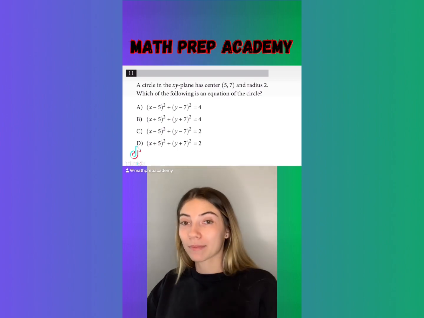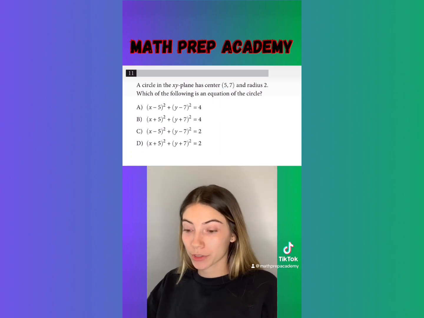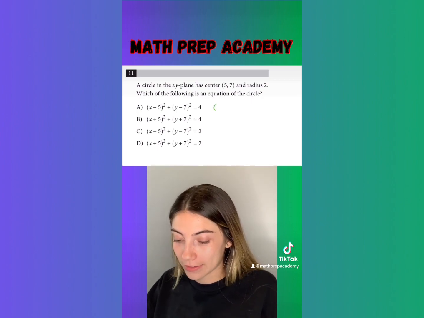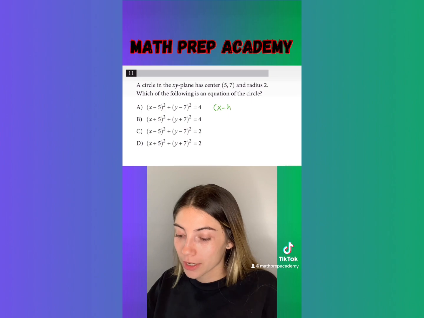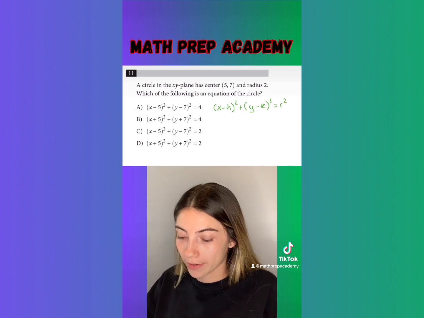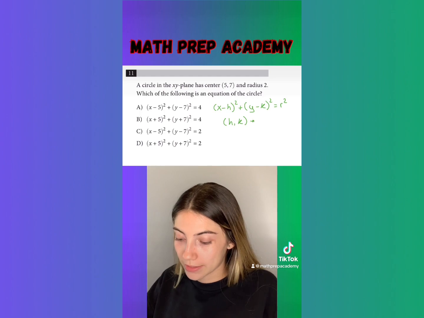Do you know the equation of a circle? This question over here might be on your SAT, and if you don't know the equation of the circle, you're not going to be able to answer. So the equation of a circle is defined as (x minus h) squared plus (y minus k) squared equals r squared. And h comma k in our equation is the center, and r is our radius.